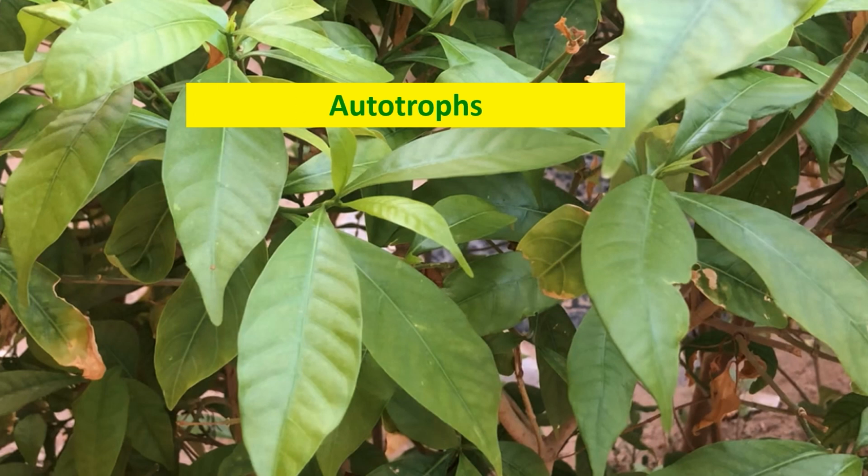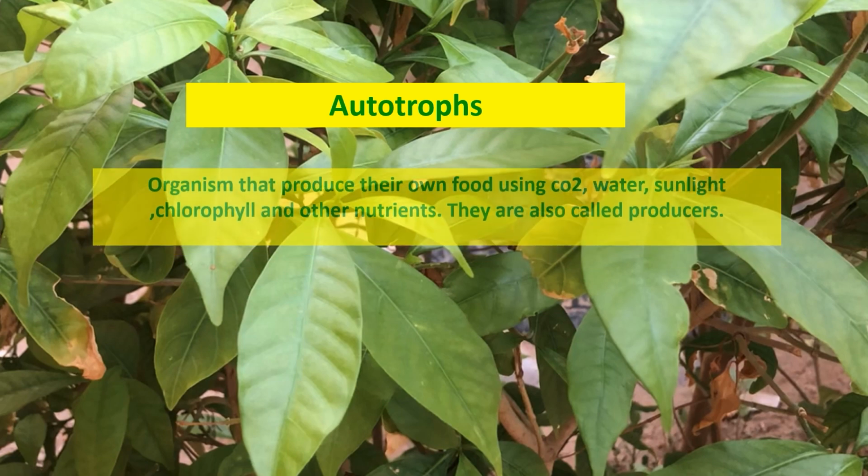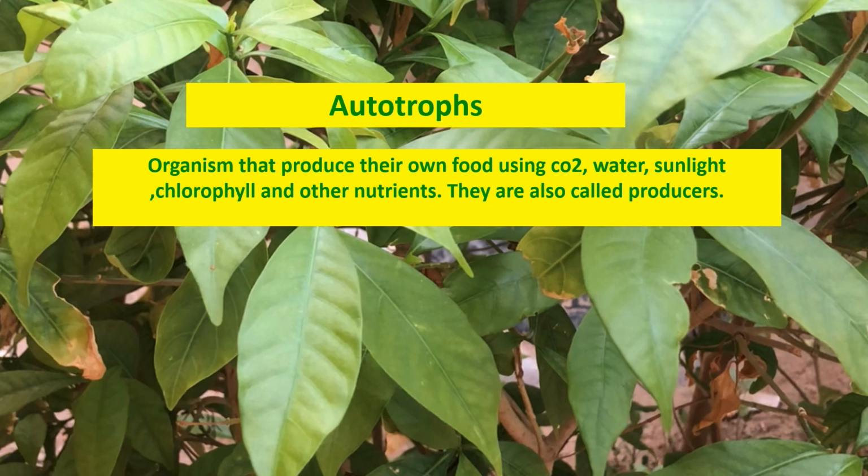Autotrophs. Autotrophs have specialized structures called chloroplasts that contain chlorophyll, the magical pigment that captures sunlight. Through photosynthesis, plants convert light energy into chemical energy, which is stored in glucose. Autotrophs are organisms that produce their own food using carbon dioxide, water, sunlight, chlorophyll, and other nutrients. They're also called producers. Now let's learn about the example of autotroph.